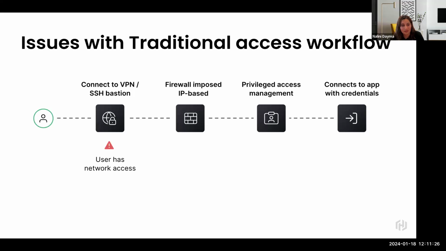The user already has access once they are logged into the Bastion host. They already have credential access to your network. The other issue with a typical remote access workflow is that there are firewalls which are IP based. And again, in a dynamic world where there are Kubernetes pods, Docker containers, or even EC2 instances that are dynamically created and destroyed, IP addresses are no longer static. So you cannot rely on IPs and IP based firewalls.